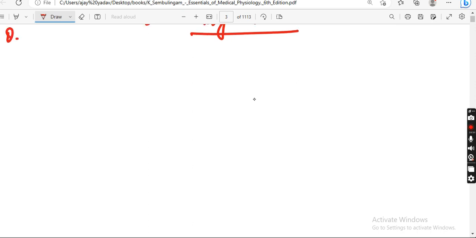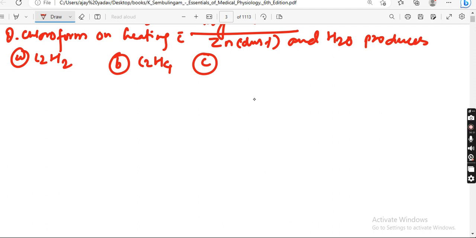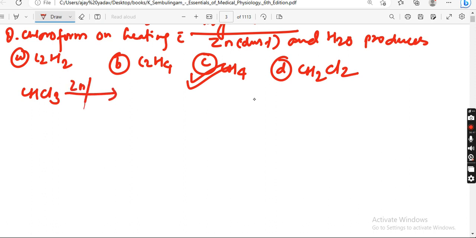Next question. Chloroform on heating with zinc dust and water produces. Option number A is C2H2. Option number B is C2H4. Option number C is CH4. Option number D is your CH2Cl2. So you have to remember this will produce alkane. When we react this in the presence of Zn/H2O, this will produce alkane. Are you getting it?